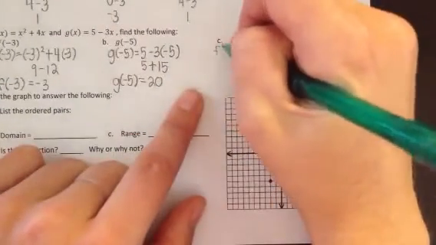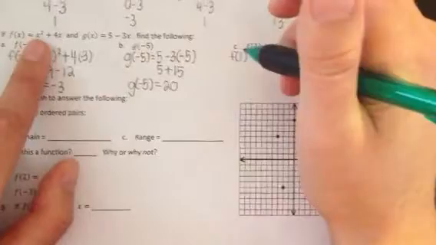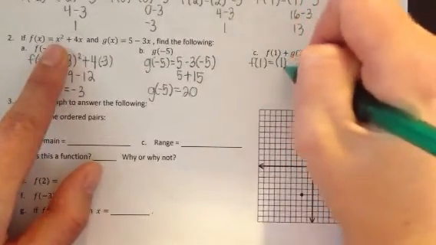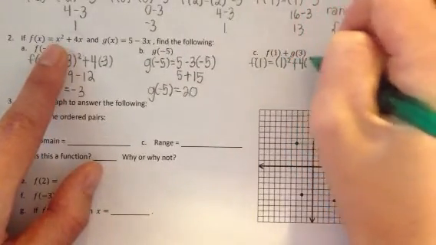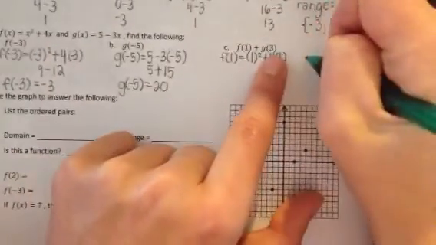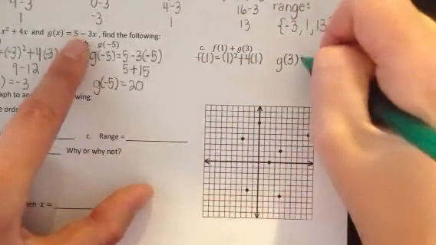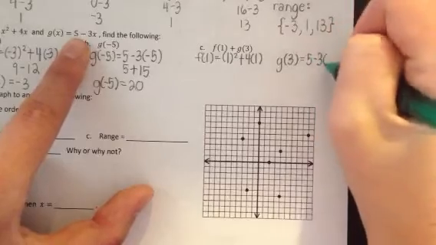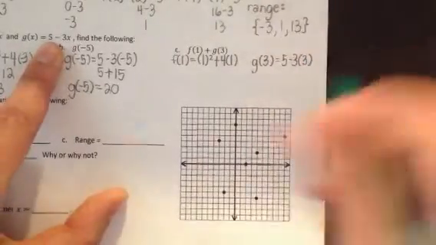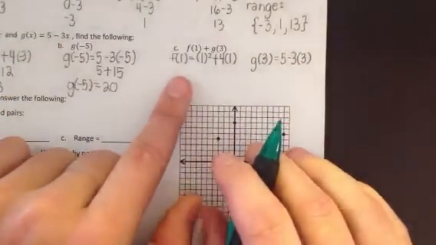That just means you're going to find f of 1 first. So plug in 1 where you see x into f. So that'd be 1 squared plus 4 times 1. And then let's plug in 3 where we see x for g. So that'd be 5 minus 3 times 3. Plug in 3. And let's evaluate these and add it together.